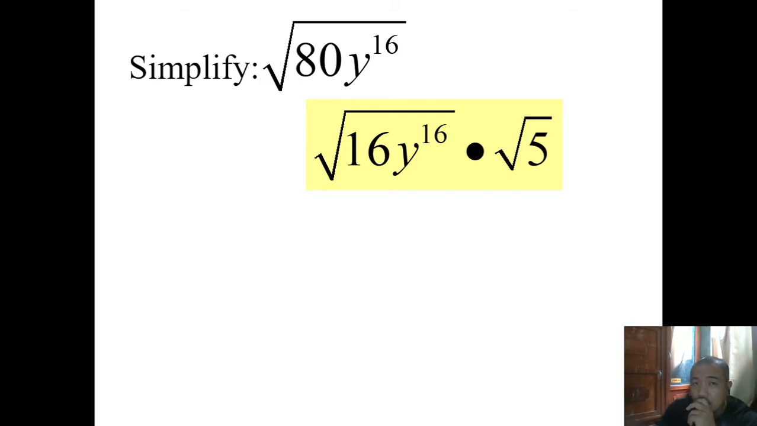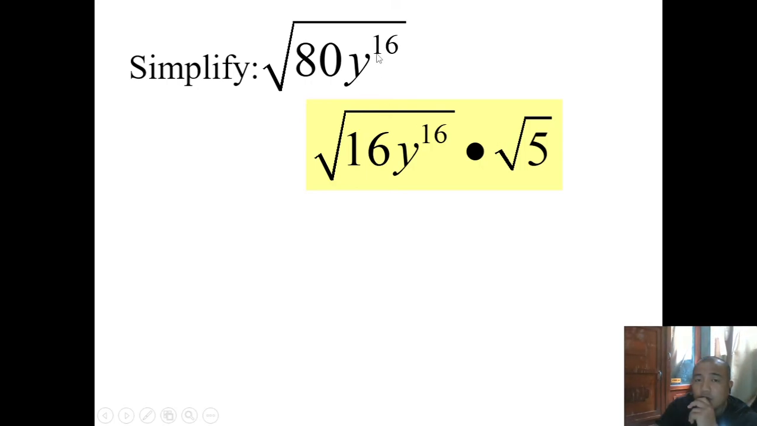Next, square root of 80. Okay, think of two factors. In one of the factors, there is a perfect square. What are the factors? 16 and 5. So we will write here: square root of 16 times square root of 5 (with y to the 16). Yes, 16 times 5 is 80.